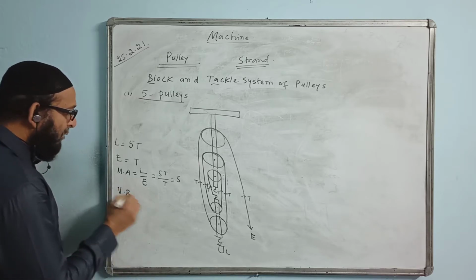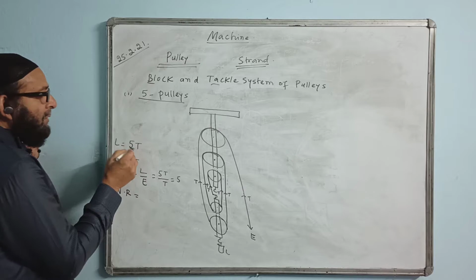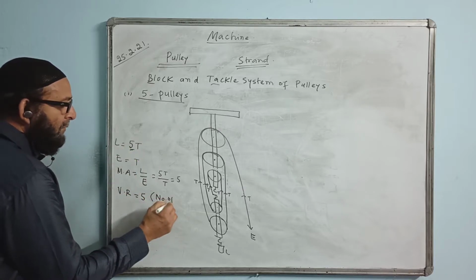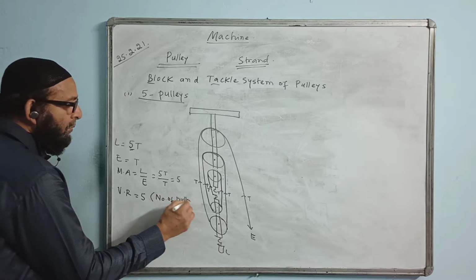And we find the velocity ratio. You see the velocity ratio: how many tensions are supporting the load? 5. So the velocity ratio will be 5. In other words, we can write that the velocity ratio is equal to the number of pulleys.